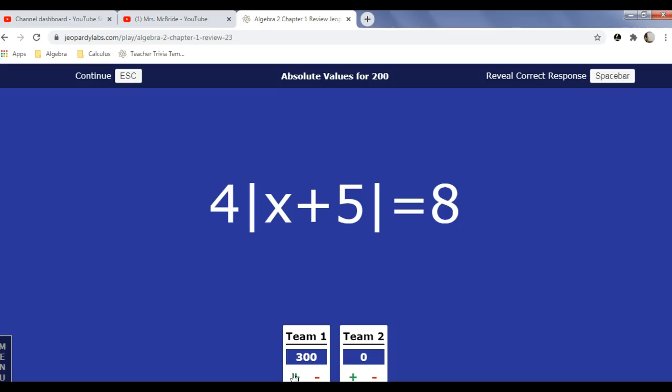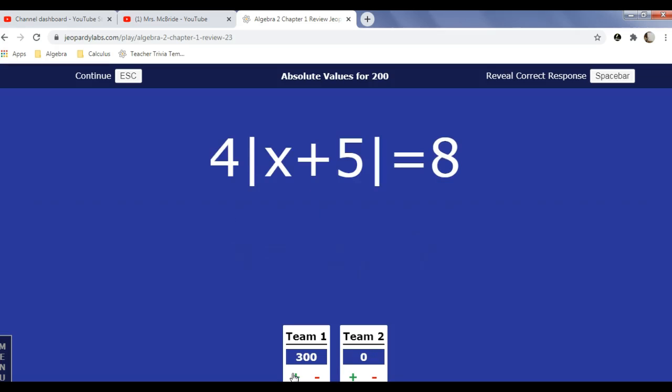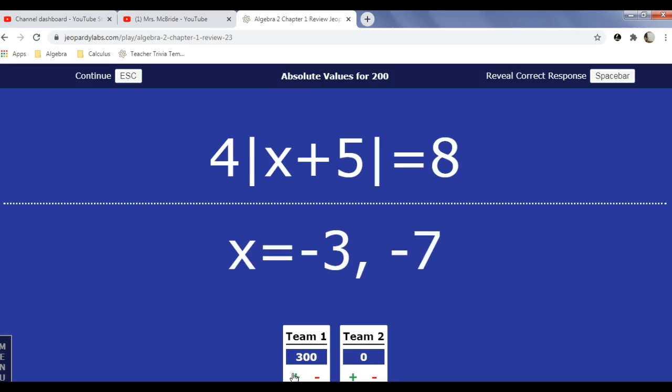Back in your seats, make sure you get that. Step 1 for an absolute value: divide both sides by 4, isolate the absolute value, and get our final answers of -3 and -7. Bella and Colton.